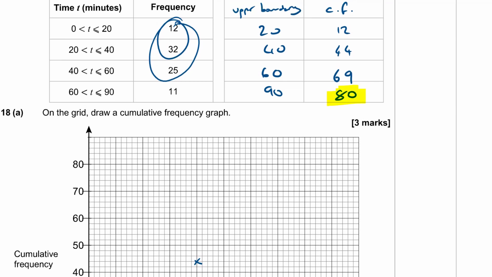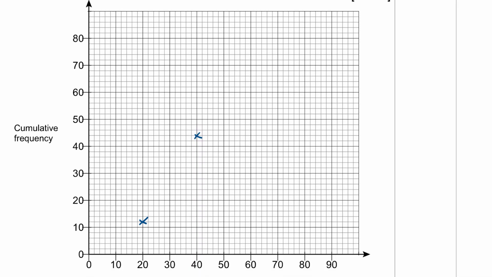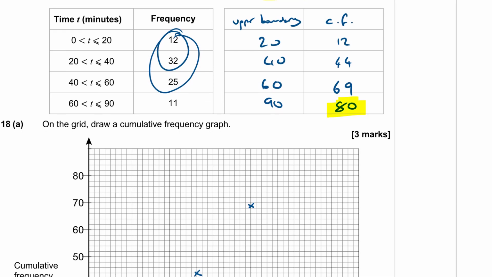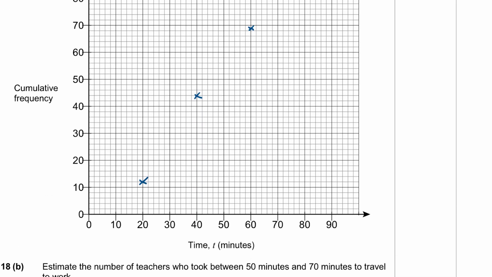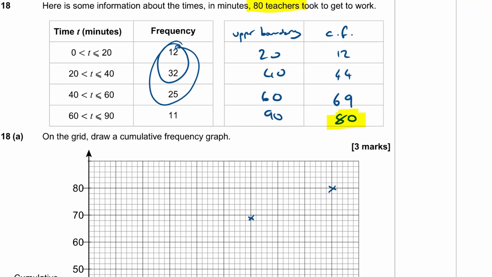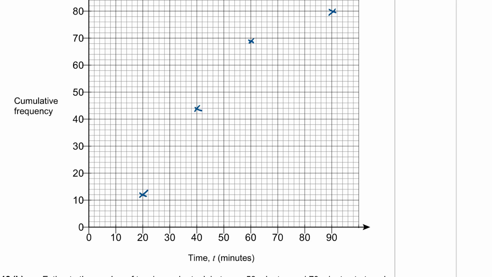We can plot 60 with 69. 60 and 69, it's going to be there. And then finally 90 with 80. So 90 with 80. Now we can also plot another point. We can plot the lower class boundary here against 0. So I can plot one at 0, 0 as well. So my graph actually starts there.